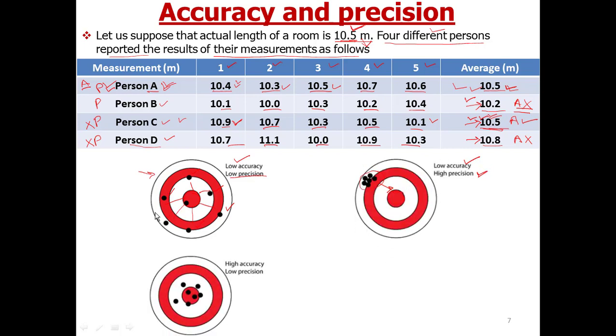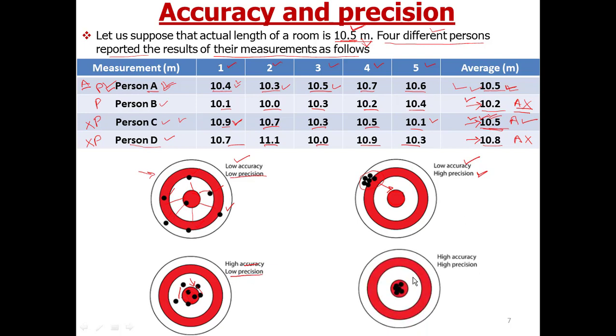Now these results are very close to the real target, so they are accurate, but as they are not close to one another, there is a huge difference between them. So this has low precision. If we see this, this person has all his results very close, so it has high precision, and he has hit the target every time, so it is also accurate. So this is accuracy and precision.